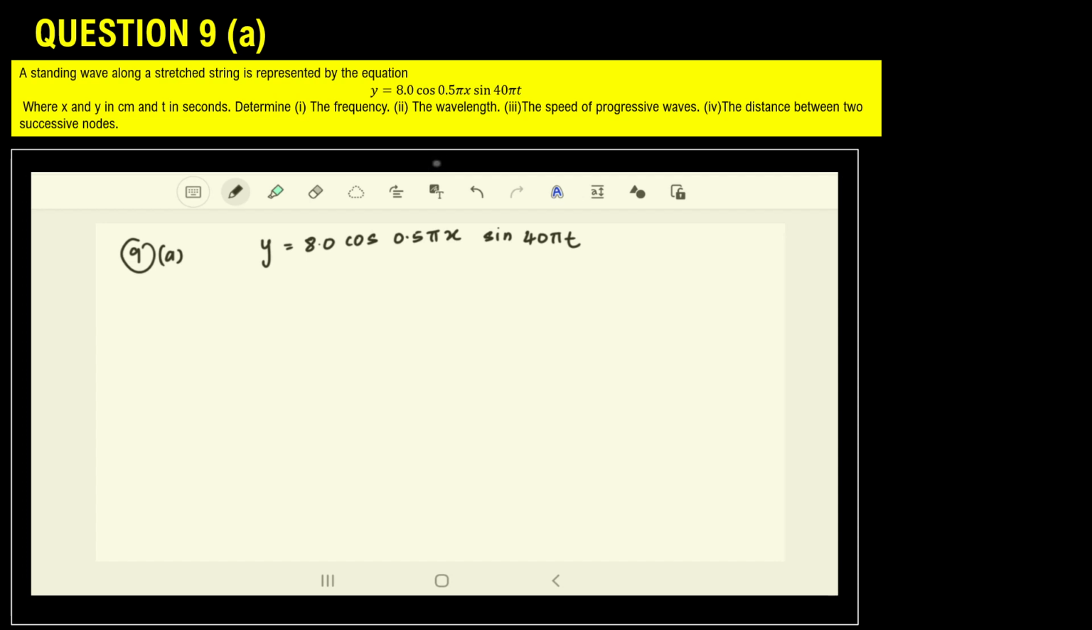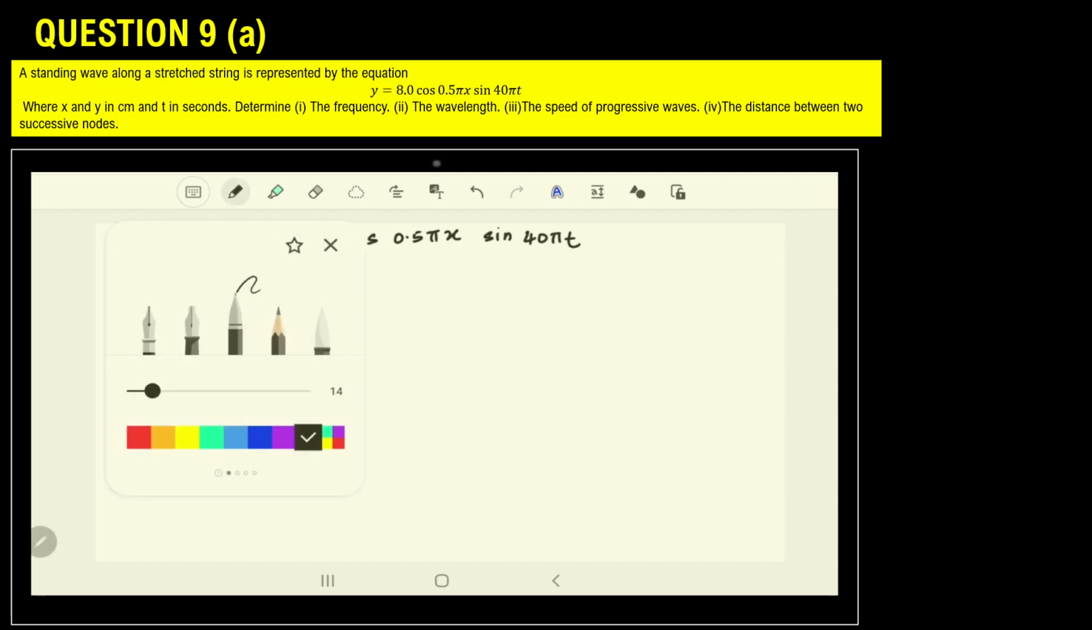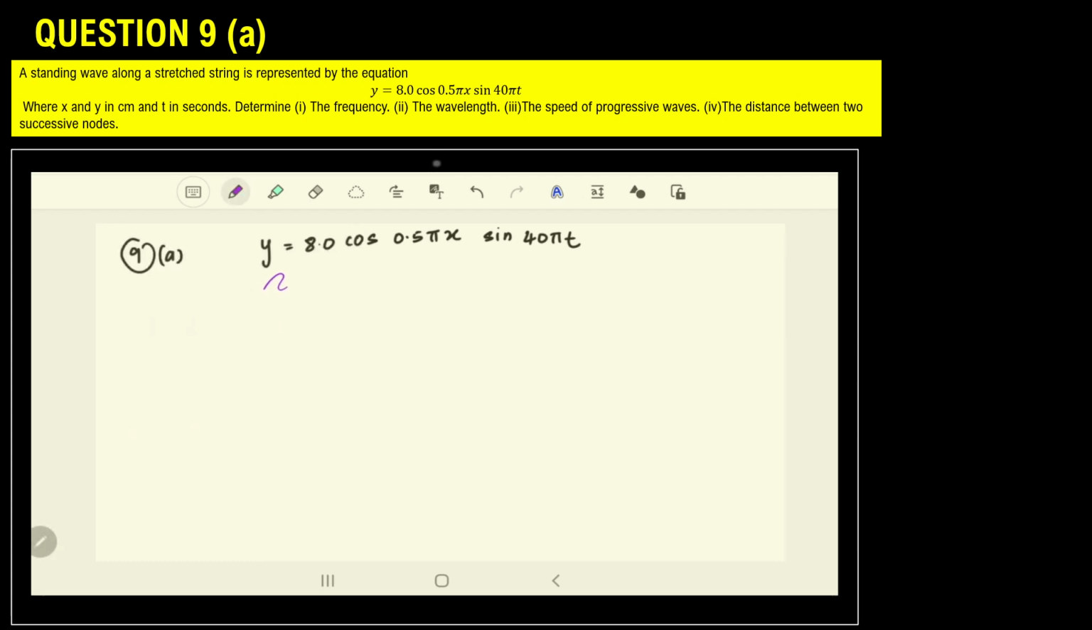Question number 9a, we have a standing wave equation here, which is y equal to 8.0 cos 0.5 pi x sine 40 pi t. Let's compare with the general equation, y is equal to a cos kx sine omega t. From here, this is the value of a, 0.5 pi is the value for k, and 40 pi is the value for omega. The unit for x and y is centimeter and t is in seconds.